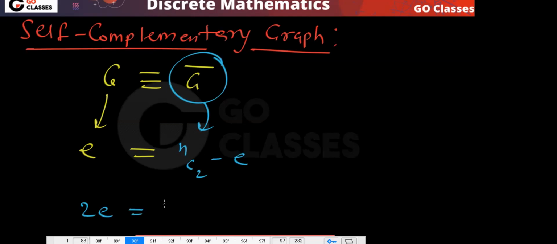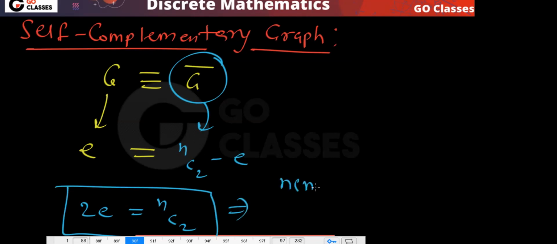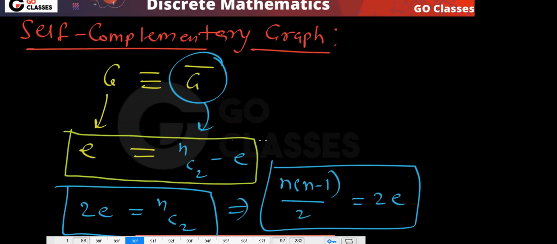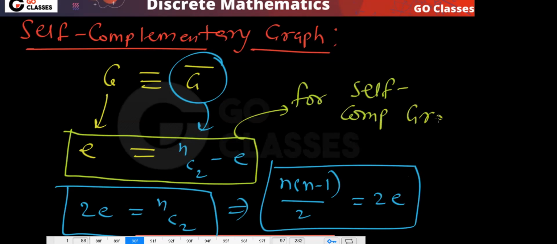So from here, 2E is equal to NC2. From here I can say N into N minus 1 by 2 is equal to 2E. So for a self-complementary graph, remember, you can create this equation. This will happen for a self-complementary graph: the number of edges E will be equal to this.